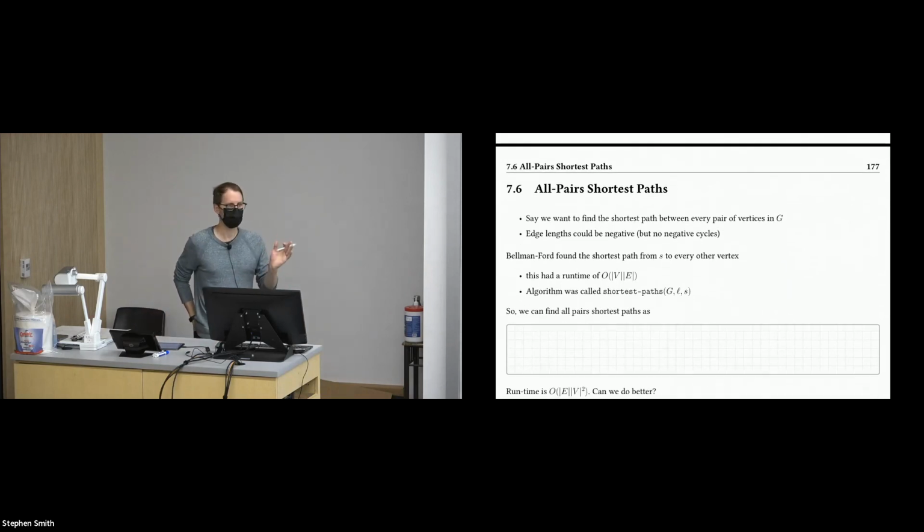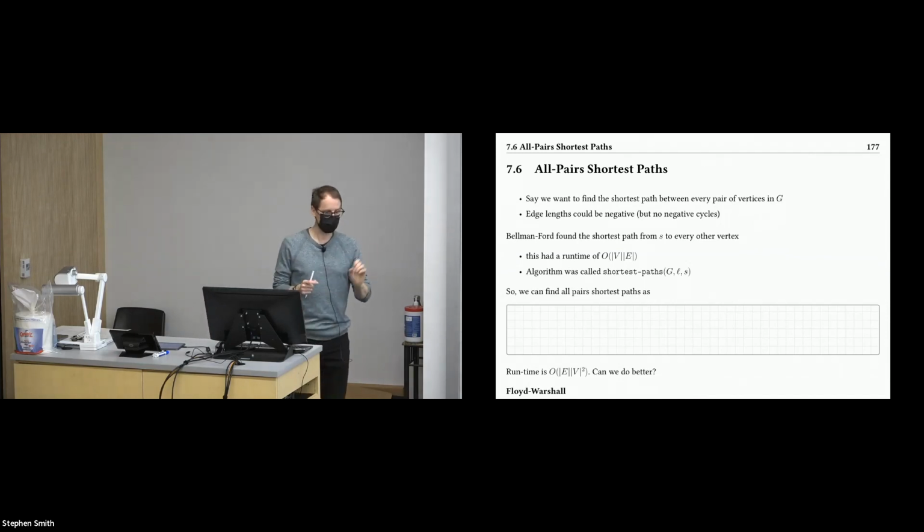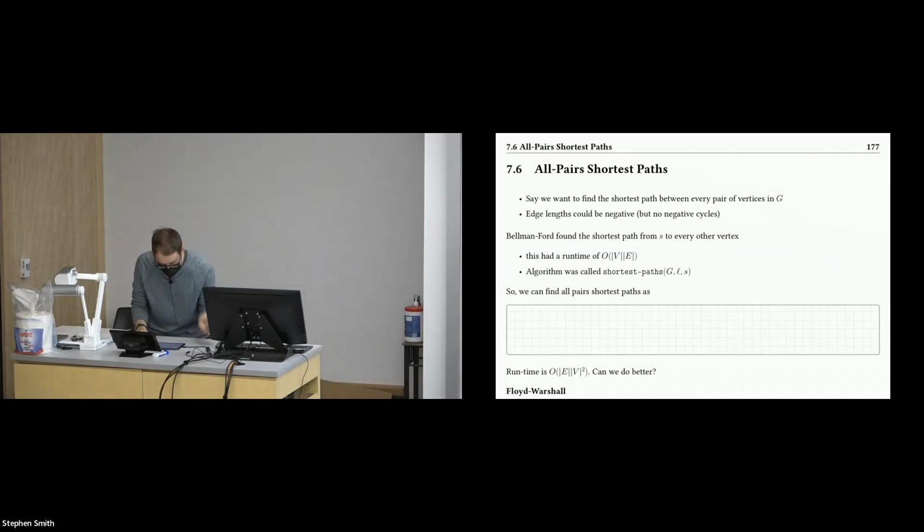But no, we're good. Okay, so all pairs shortest paths is the problem as it sounds. I have a graph and I want to compute a two-dimensional matrix where the ijth entry contains the shortest path from vertex i to vertex j. Dijkstra's algorithm, and all the ones we've thought of so far, take in a start vertex and compute the shortest path to all destinations. Same with Bellman-Ford. That's the main difference here.